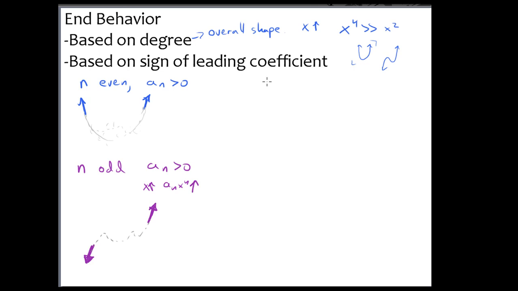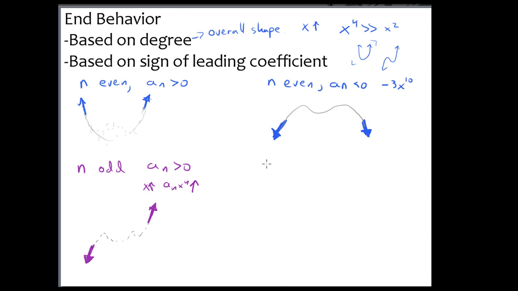What if we have n even and a sub n less than 0? That's something like negative 3 x to the 10th. Well, because it's even, the two ends are going to point in the same direction, but because we've got this negative sign, they're both going to be pointing down. And this is kind of that upside down parabola shape. So it might do something like that. That would be this case.